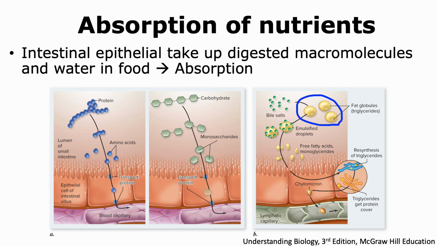Fats, on the other hand, are broken down into free fatty acids or monoglycerides after they get emulsified with the bile salts and acted upon by lipases. This way, we are able to see the absorption of the broken down macromolecules present in food.